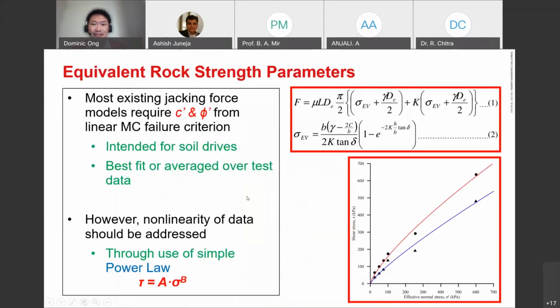Okay, as we know, the Coulomb equation requires c' and phi' for us to derive the parameters. So we have explored and used the power law, okay, to its advantage, because we know that the power law has been used over the last 40, 50 years to describe geomaterials. And there's also a good collection of literature telling us what the A and B parameters would be. The A and B parameters depend on your rock type, and your shear stress and your effective stress are both linked to the parameters A and B. So would that be a good way to do it?